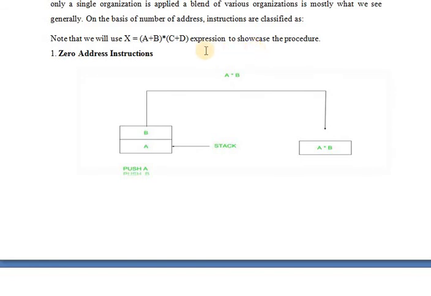First we will see the zero address instruction. So this is how the instruction works. Here in the stack, push a, push b, we have inserted the elements in the stack. So we are performing multiplication a into b. See here, it is popped out and we have performed the multiplication operation. Okay, we will see the zero address instruction below.